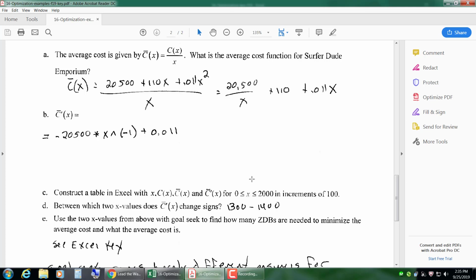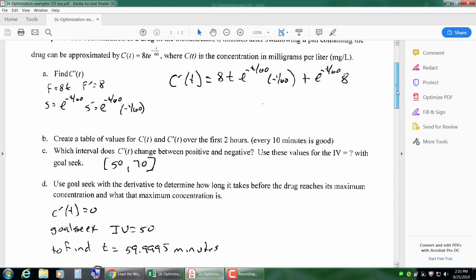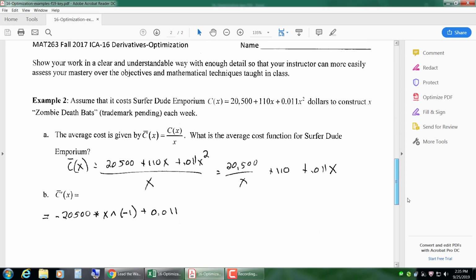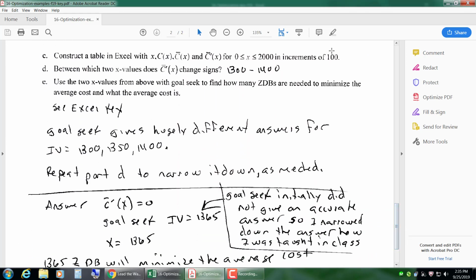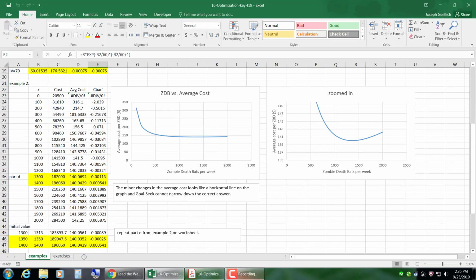So the construction of that table is kind of arbitrary. For this one, I picked between 0 and 2,000 in increments of 100. The previous example, I picked 2 hours, so 0 to 2 hours every 10 minutes. That's something you're going to have to figure out in context. How do I do that? You don't want it too large, you don't want it too small, you don't want the increment too large or small. So that's something you've got to work on in context.